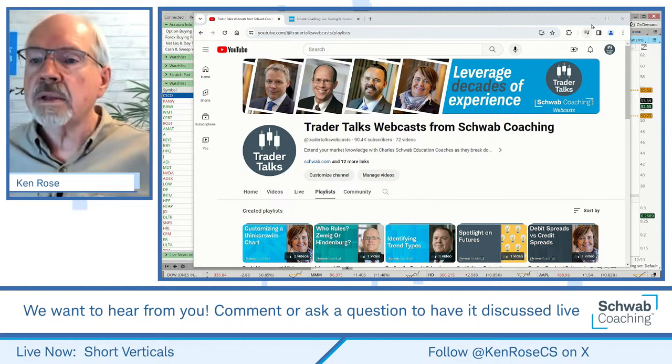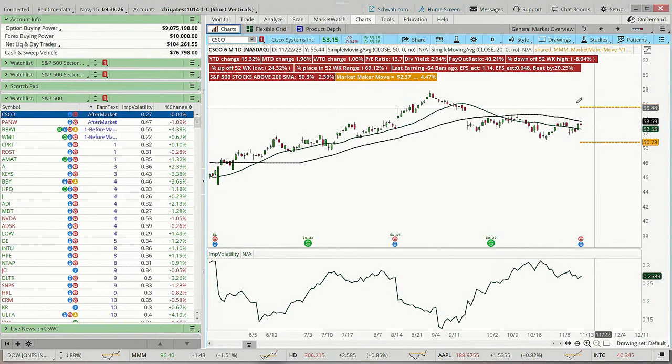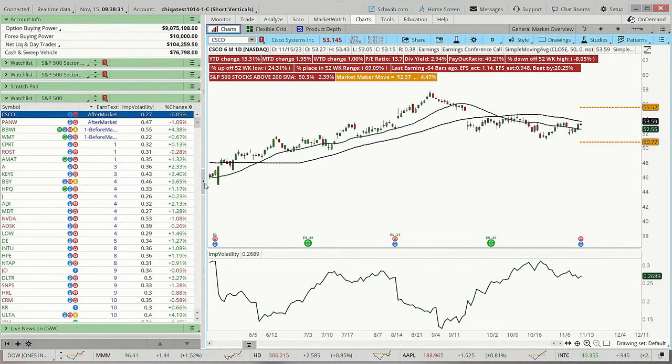Let me pull this down this way. There we go. Okay, so notice on my chart here, I've got what's called the market maker move. Now, on the Thinkorswim platform, for those of you that aren't familiar with it, if you pull up a stock, here we're looking at Cisco, and you click on the trade tab, you'll see this right here that says market maker move.